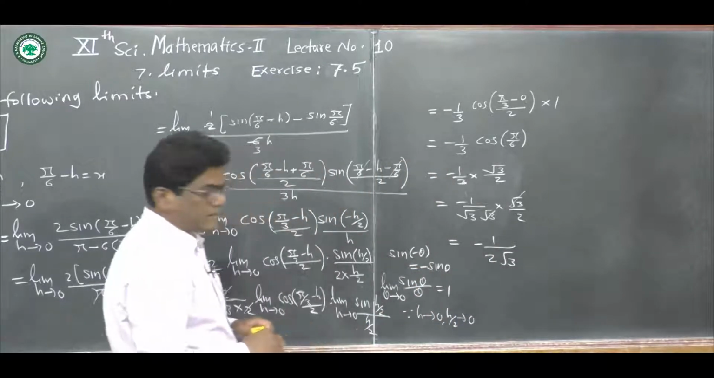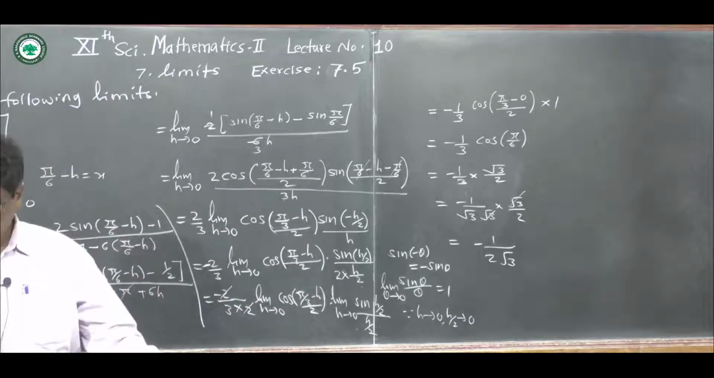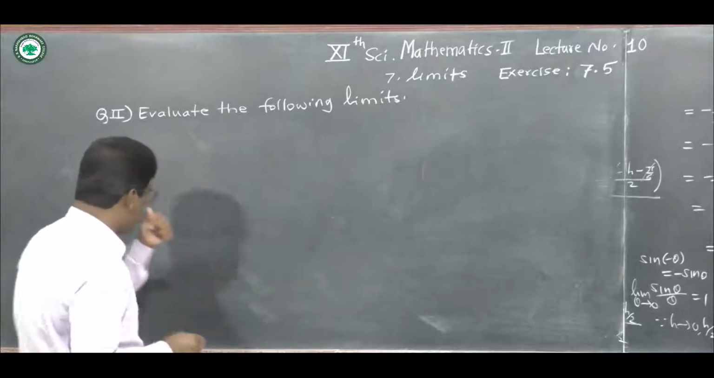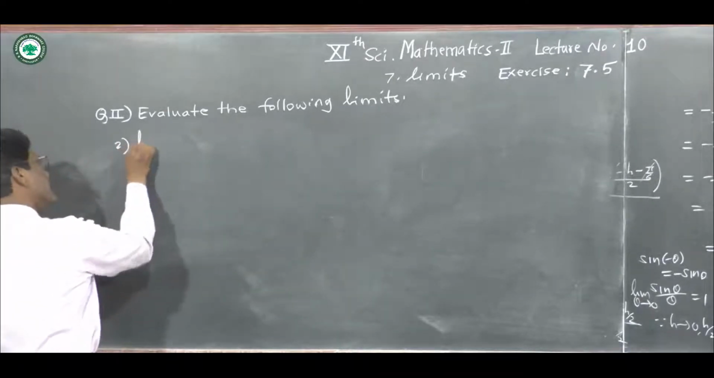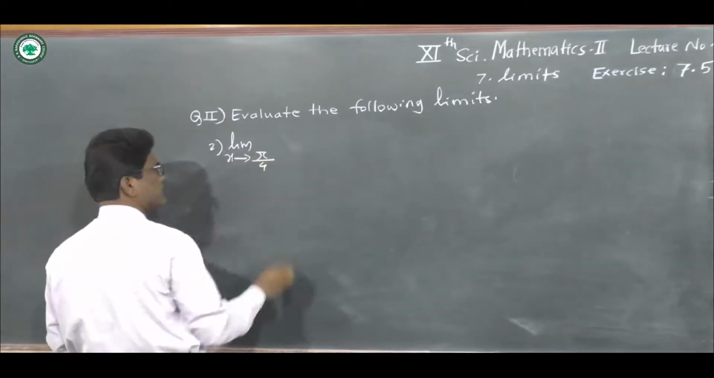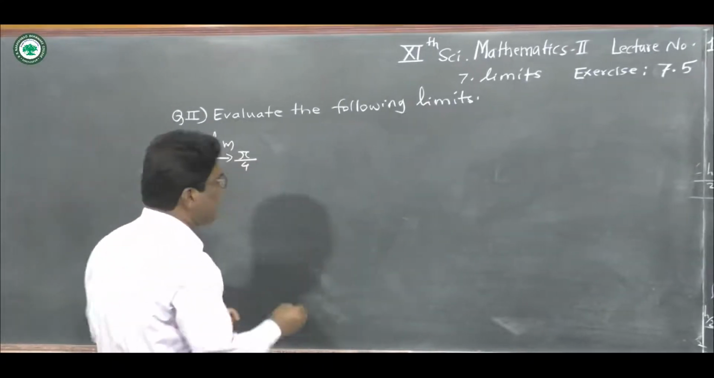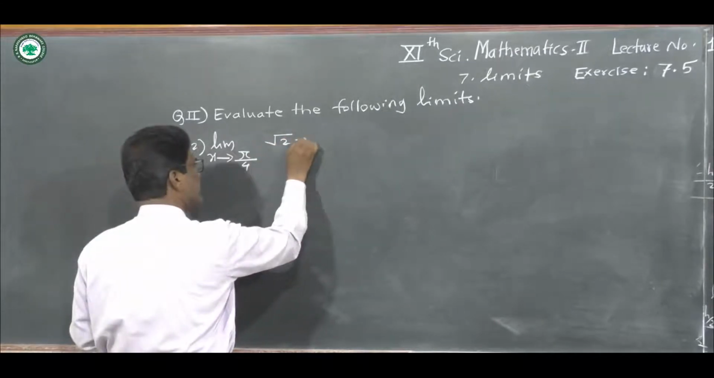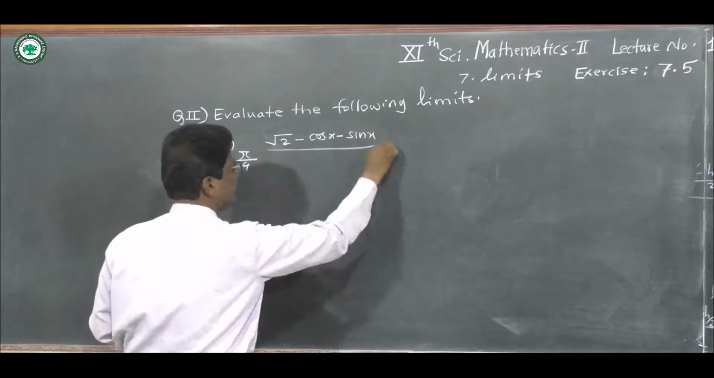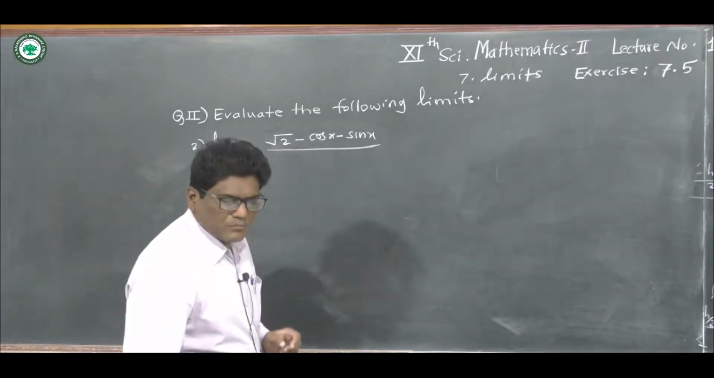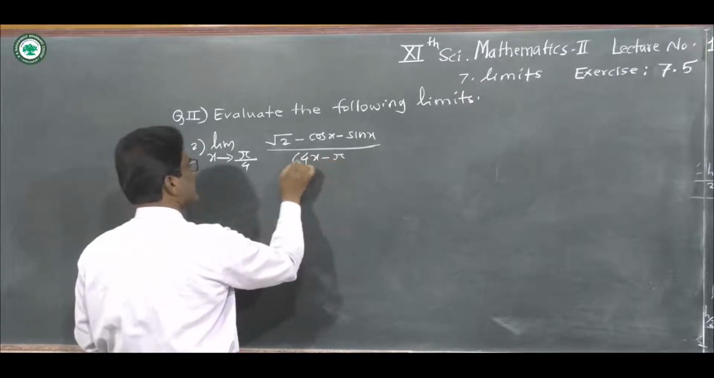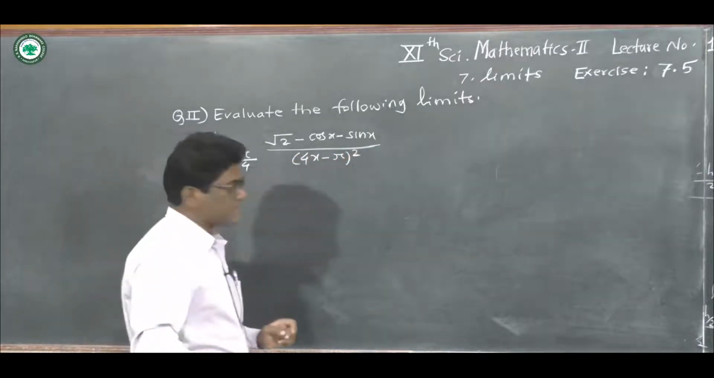So now we see here the next problem, problem number 2. Limit as x tends to pi by 4, in the numerator root 2 minus cos x minus sin x and divided by 4x minus pi bracket square. We have been given this problem.